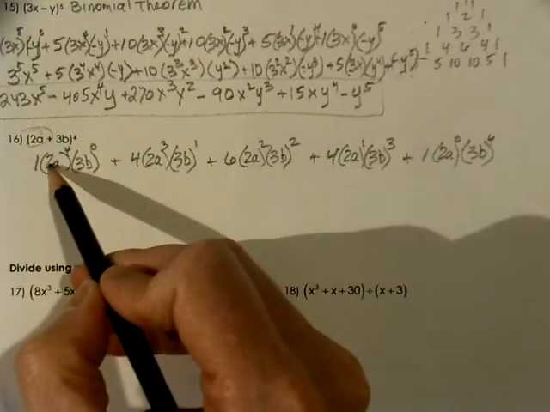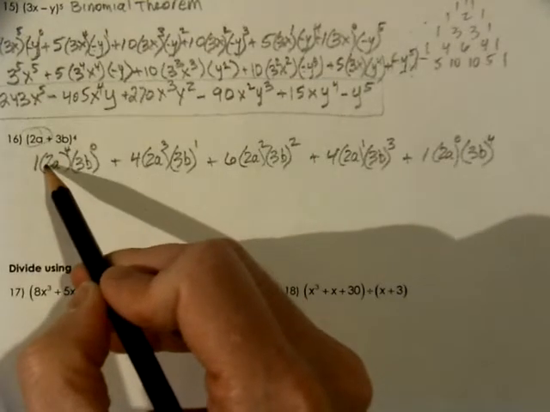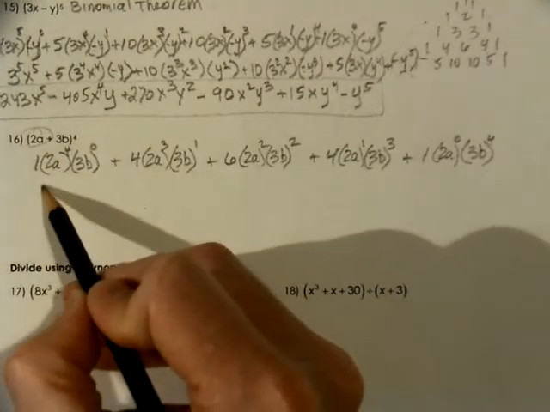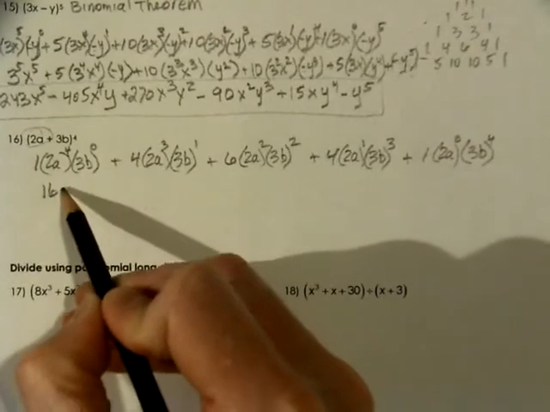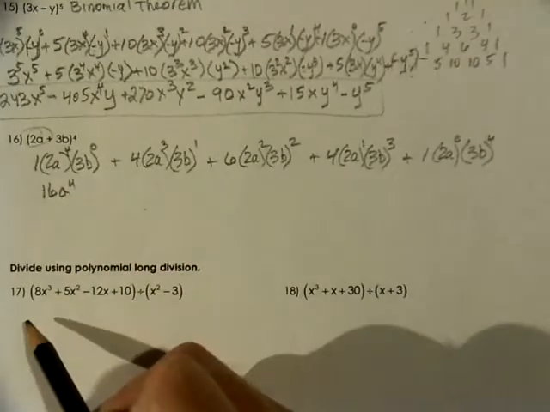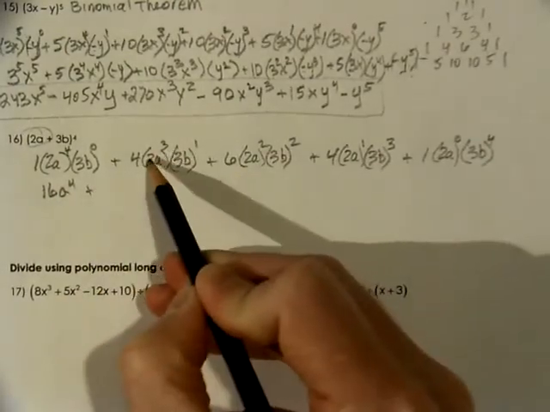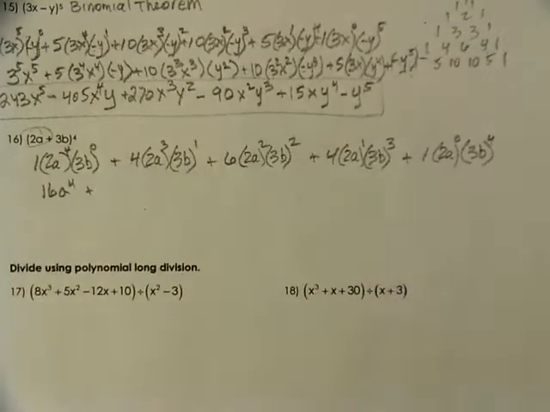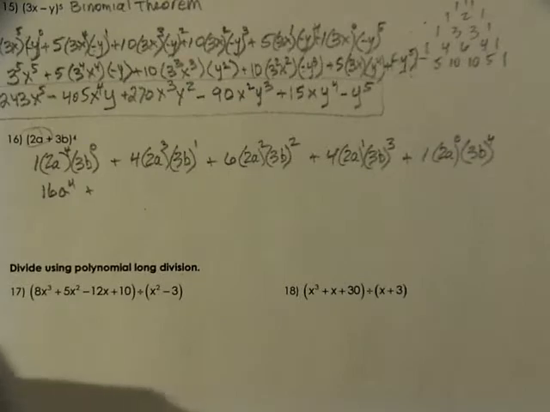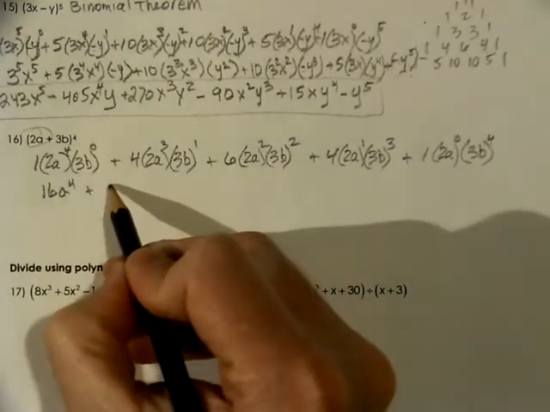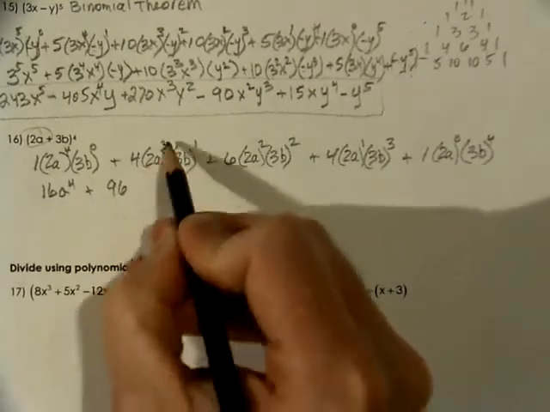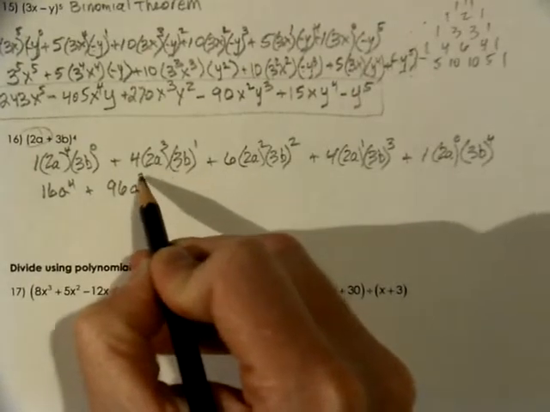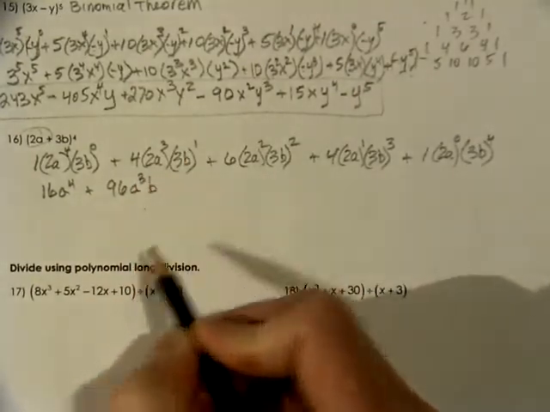2 to the 4th power. 2 times 2 is 4, times 2 is 8, times 2 is 16. A to the 4th. That would be 8 times 4 is 32. 32 times 3, 96. A cubed, b to the 1st.